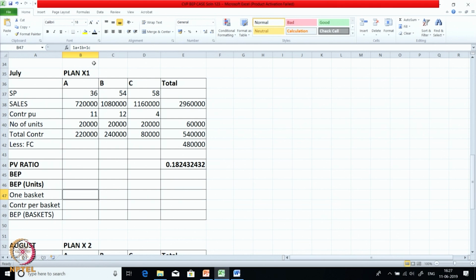You can treat all this as a particular basket. So, you sell one basket which has 1 unit of A, 1 unit of B and 1 unit of C. 1, 1, 1, because total sales are in the ratio of 1:1:1, 20:20:20. So, one basket consists of 1A, 1B plus 1C. Now, try to calculate contribution per basket.